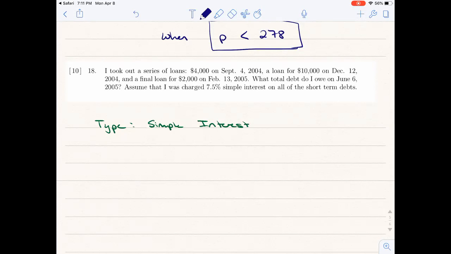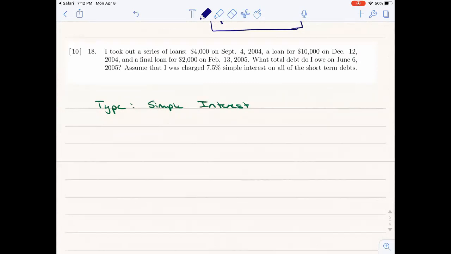So remember, for simple interest, we need to know the time, we need to know the rate. Time is just the time in years. And so we have to figure out how many days between each of these dates to get the accurate time. So this is where we started doing our timelines.